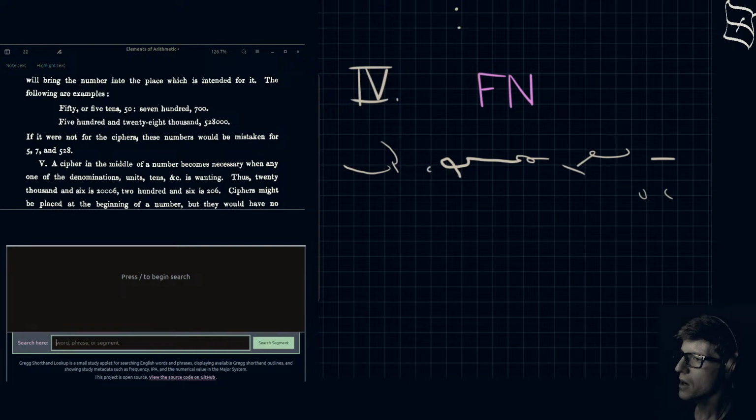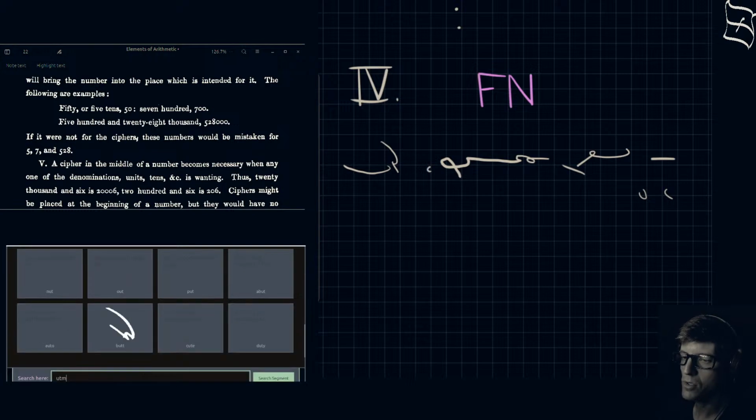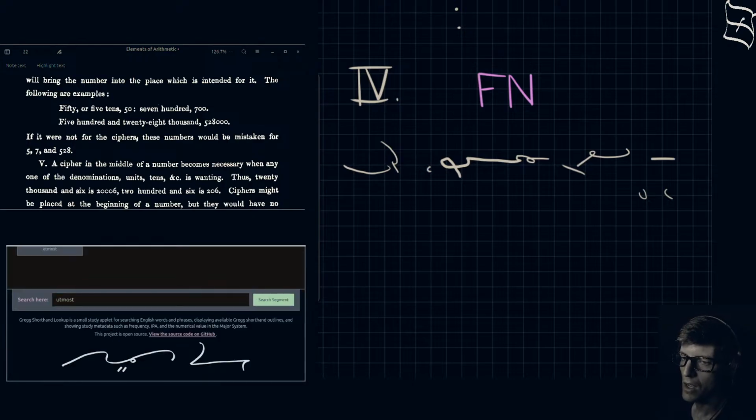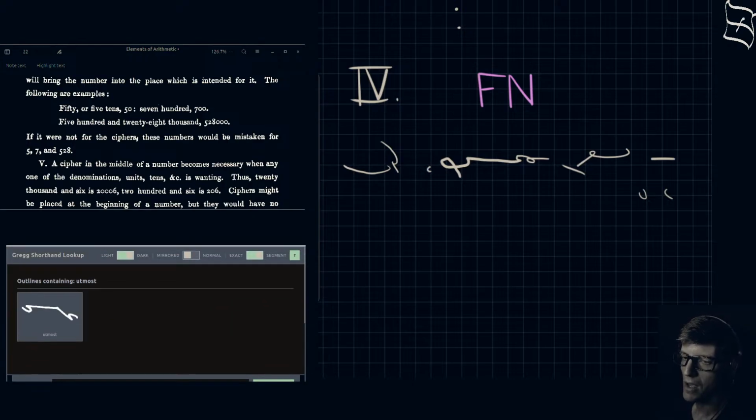So positionality is of utmost. So I need to look up utmost. Let's see what the form is there. And that is utmost. Is of utmost importance. Like so. All right? And we'll do a colon.